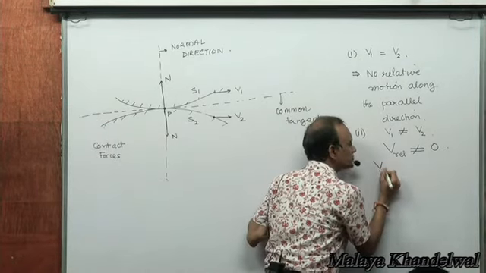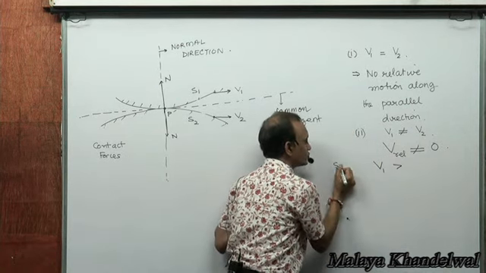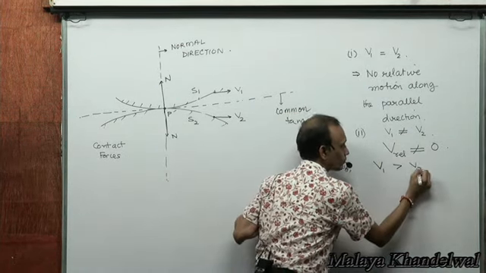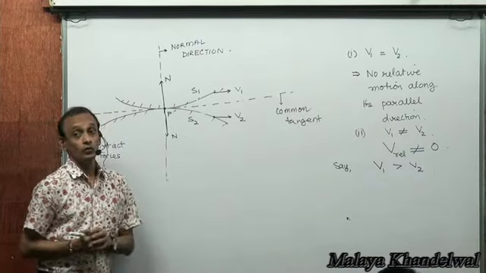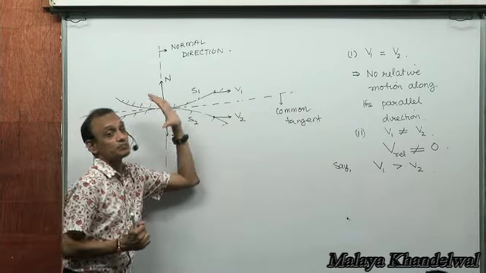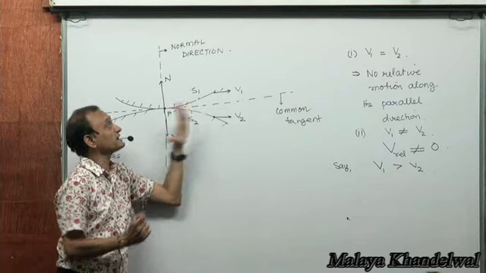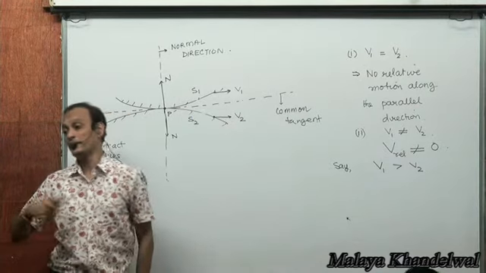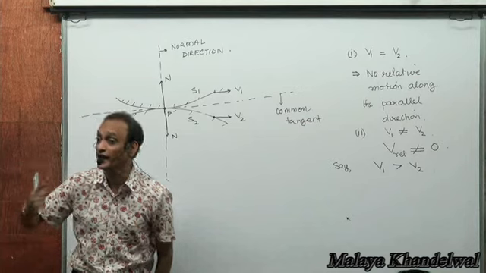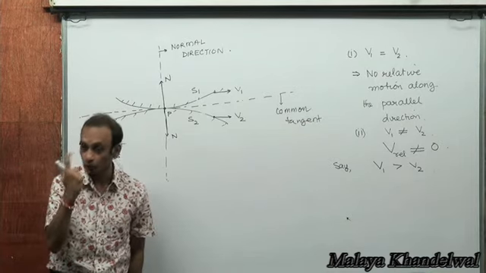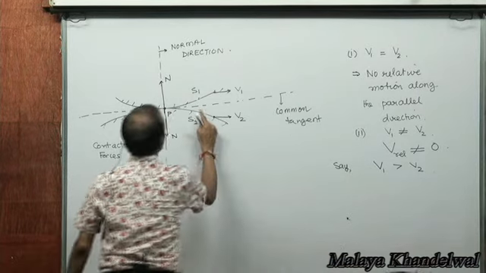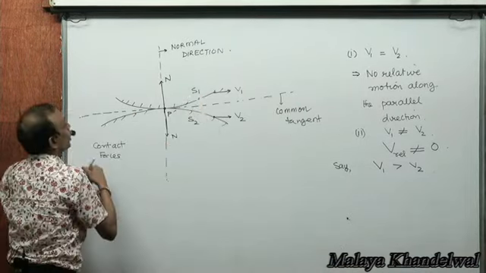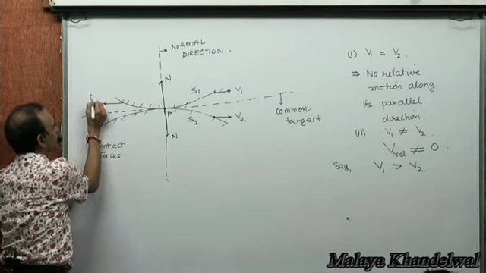Suppose V1 is more than V2. Then S1 has a propensity to move faster than S2. S1 would want to move to the right compared to S2. Then what S2 does to S1 is, S2 exerts on S1 an opposing force in this direction.